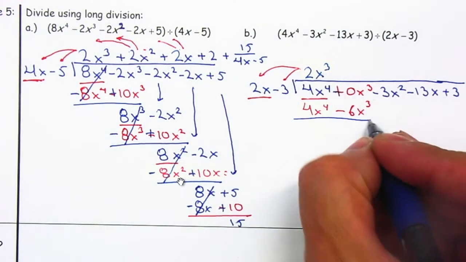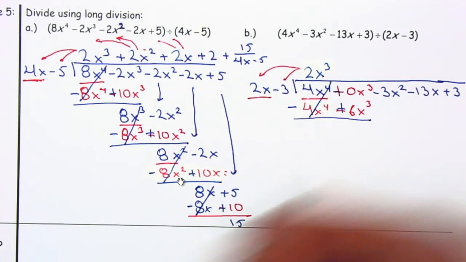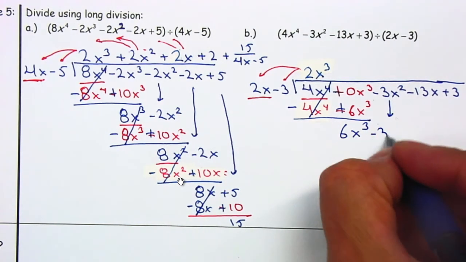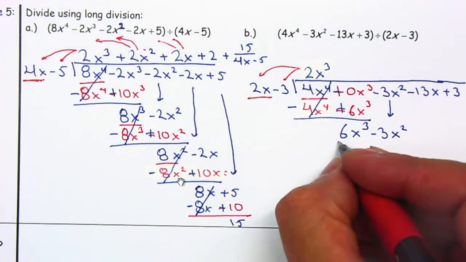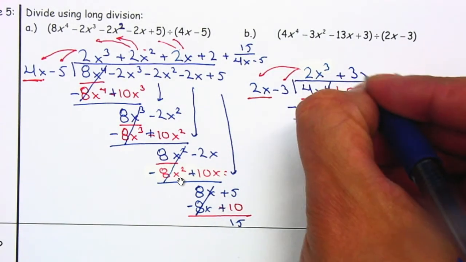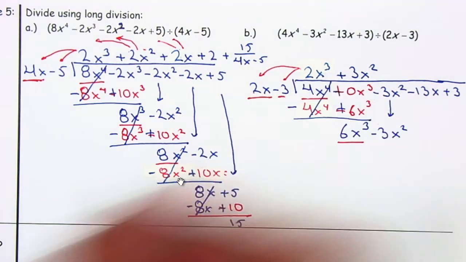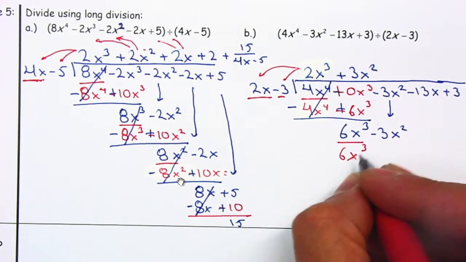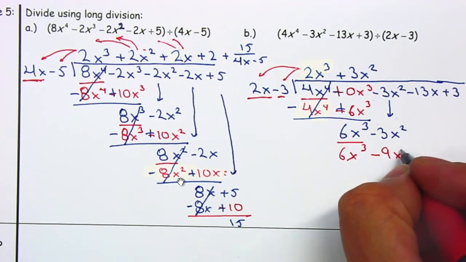I'm going to draw the line, change the sign. That becomes a negative, this becomes the opposite, so it becomes a positive. This cancels. 6x to the 3rd. This comes down, negative 3x squared. And go through the same process. What do I need to multiply 2x to get 6x to the 3rd? Will be positive 3x squared. I'm going to multiply the 3x squared times each one of them. So 3x squared times 2x will give me 6x to the 3rd. 3x squared times negative 3 will give me negative 9x squared.